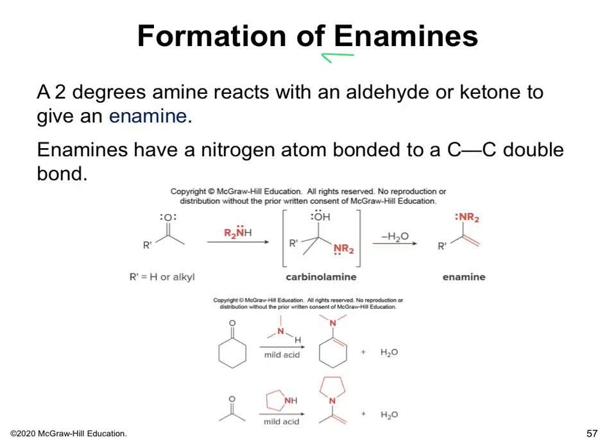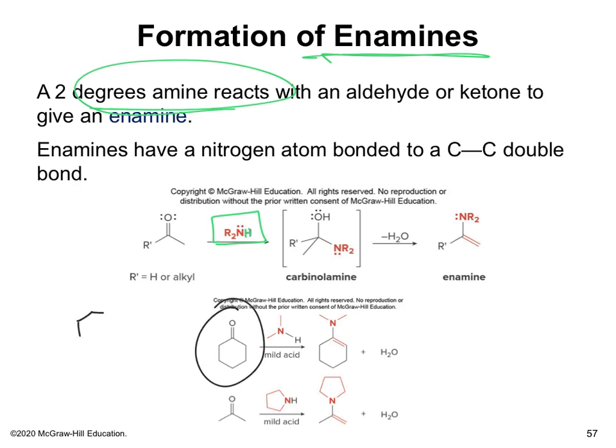Formation of enamine. So this is going to be secondary amines. They react with aldehydes and ketones. So a secondary amine has 2 carbons and only 1 hydrogen. And so the same thing happens. So if we look at this, let's take something like this one here, okay?